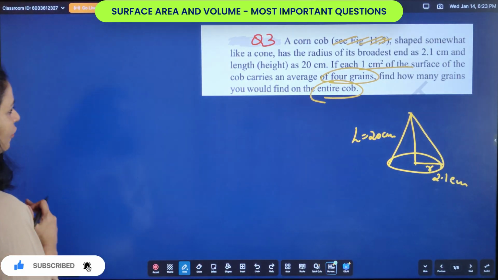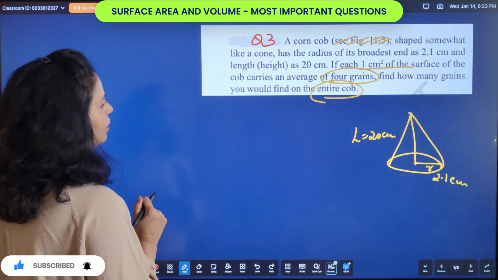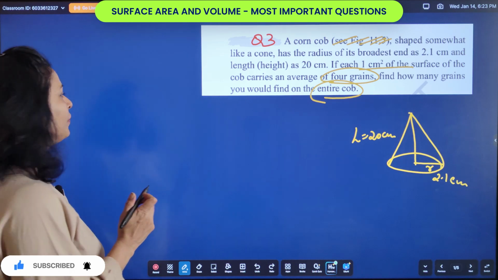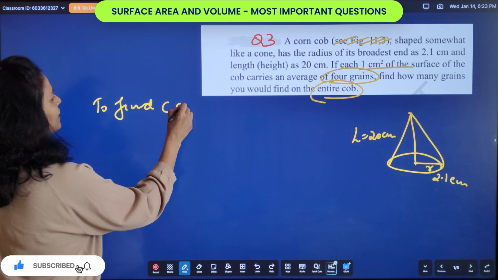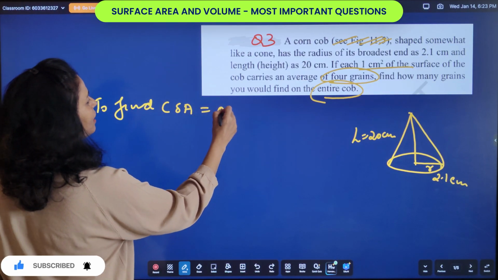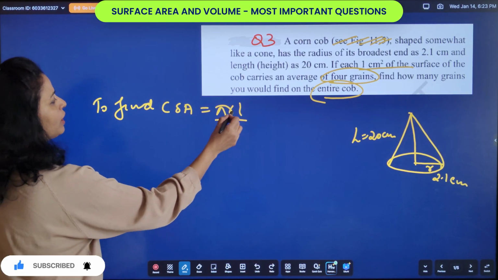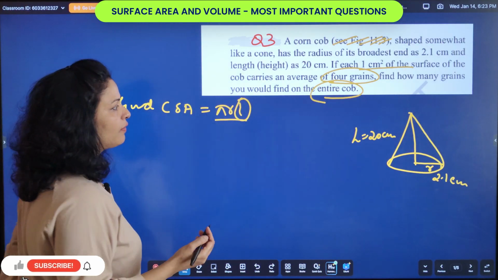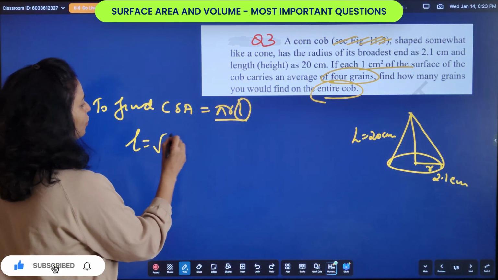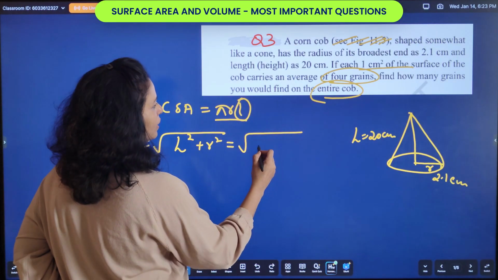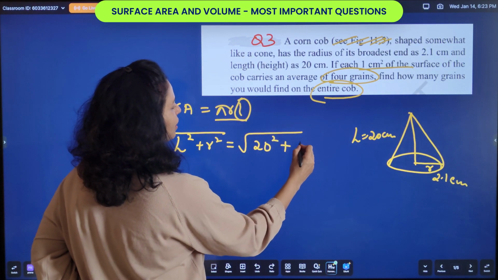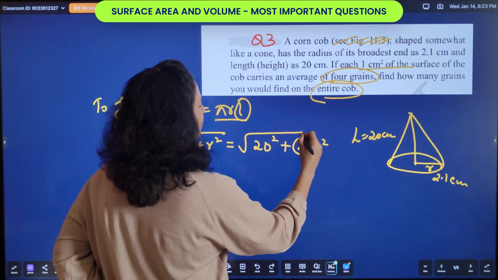So the first thing we have to do is find L, because to find CSA, which is pi r L, we need L, right? We don't have L here. So L again with the formula, root of h square plus r square. We can do h is 20 square plus r is 2.1 square.